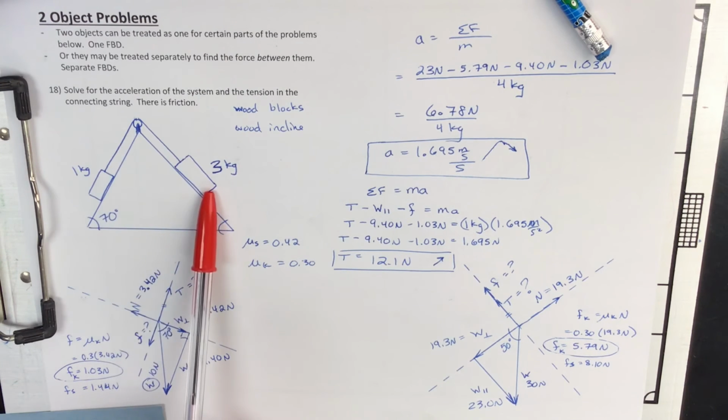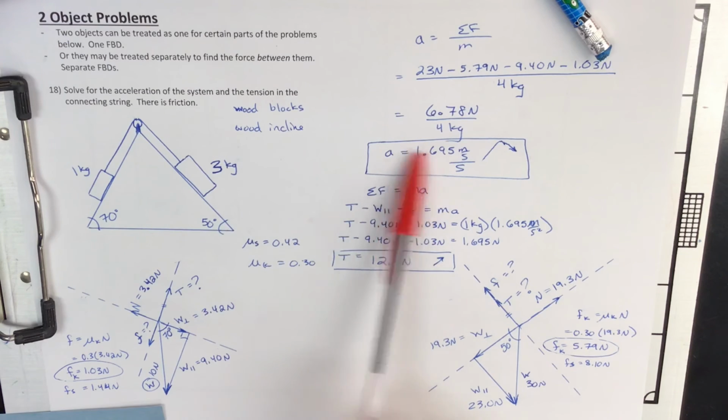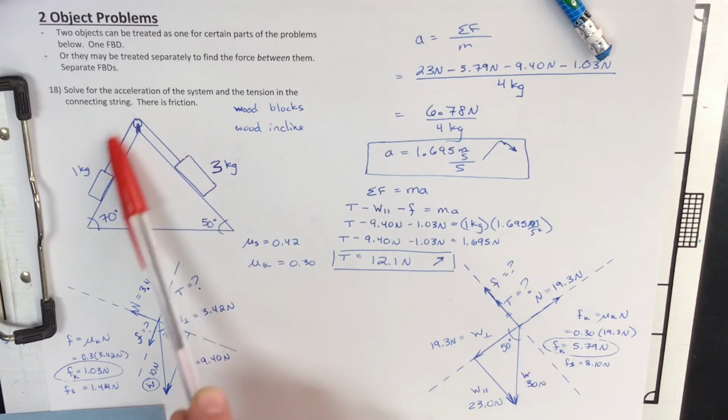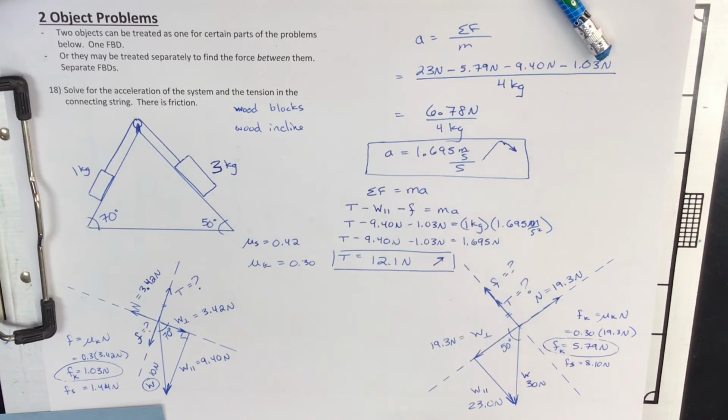So my initially assumed direction was correct. If you get a negative here, that means that it's actually accelerating opposite the direction you assumed, which is fine. Negative just means you assumed the wrong direction, or you did something else wrong.